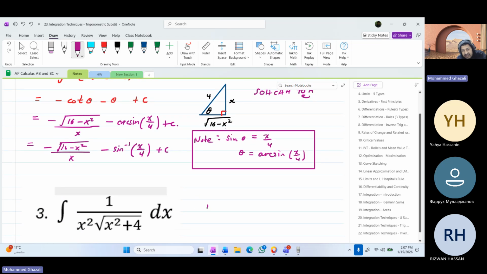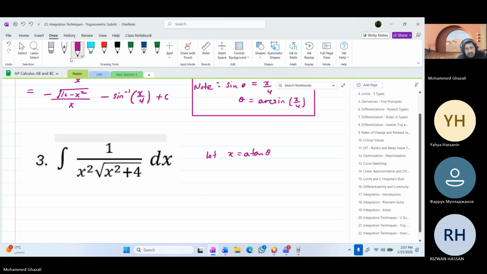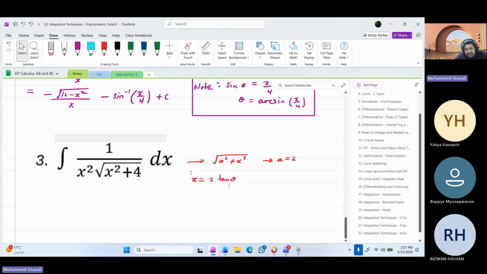So we're going to say let x be equal to a tan theta. But what is a? Remember the form is x squared plus a squared, right? What's the trig form? Square root of a squared plus x squared, or x squared plus a squared, same thing, because it's plus. So the value of a is 2. So what's the trig sub we're going to use? Let x equal to 2 tan theta, right? And this is an indefinite integral.